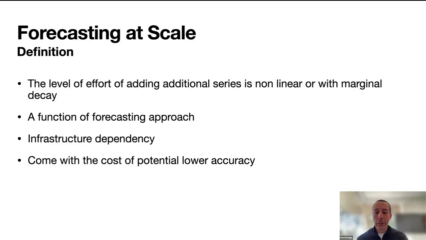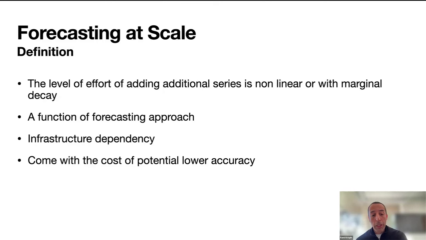It should be nonlinear. So you typically will spend most of your time on the settings, but adding more series to the forecast process is less time consuming. That's the margin decaying of adding more series. So it's scalable. It's a function of a forecasting approach. The previous slide talked about the regular forecasting approach, which won't work when you have hundreds of time series. So there is the approach that we're going to talk about on the next slides.